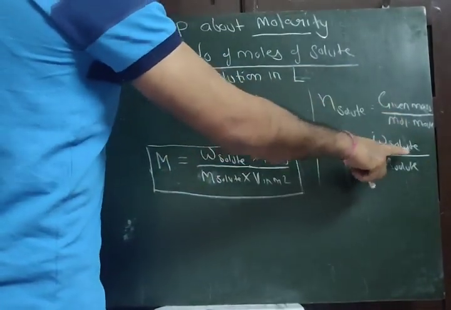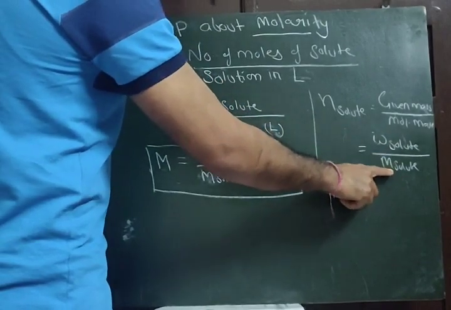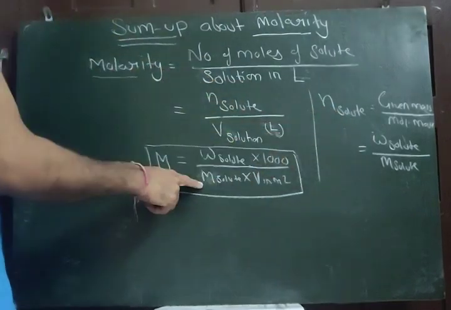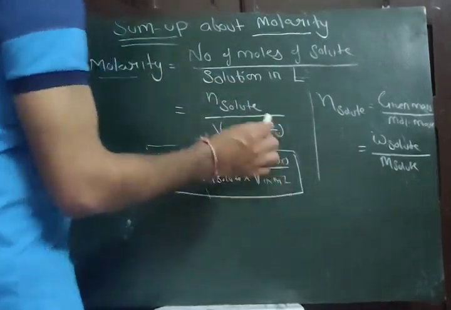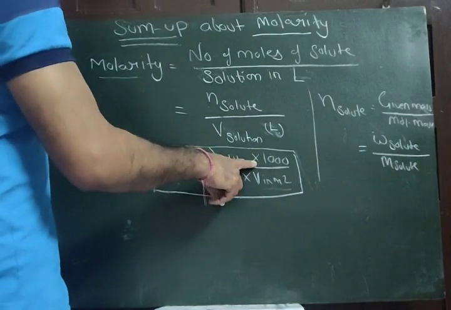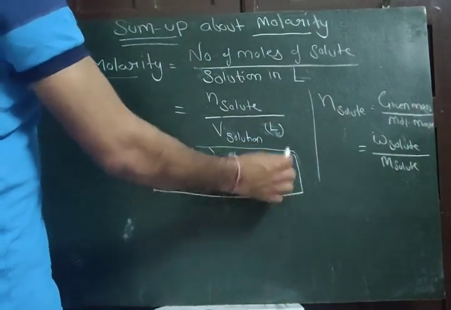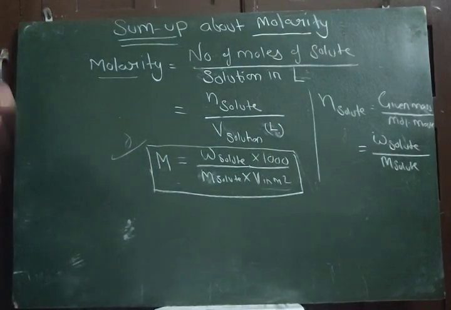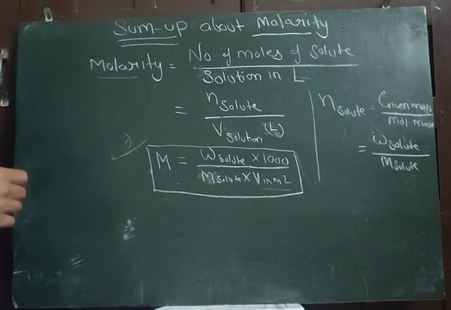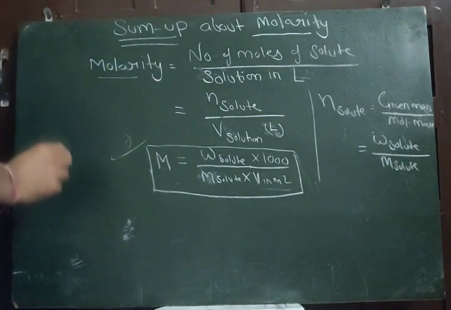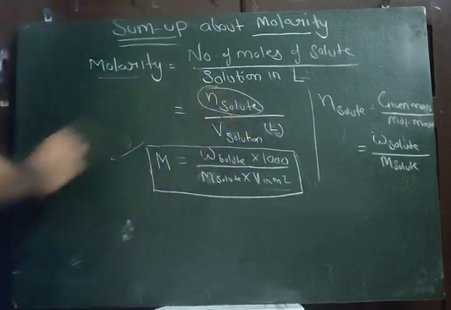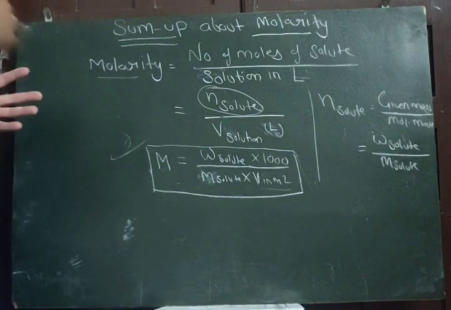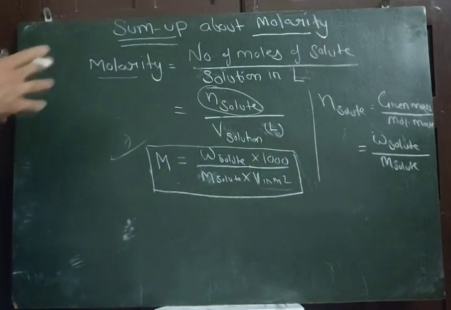Let the given mass be W of the solute, and the molecular mass of the solute be M solute. So put it in place of N solute, that is given mass of the solute divided by molecular mass of the solute, multiplied by the volume in ml. So we can convert it into liters by multiplying by 1000. So this is the exact formula of the molarity. One more important part which also comes out of here is if we have to calculate the number of moles, because this particular relationship we will use in the further numerical problems.